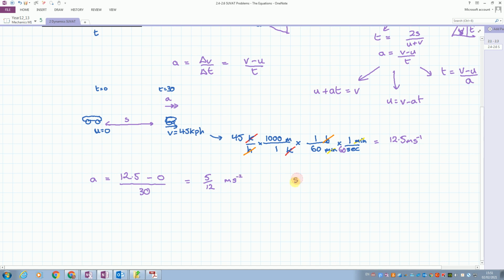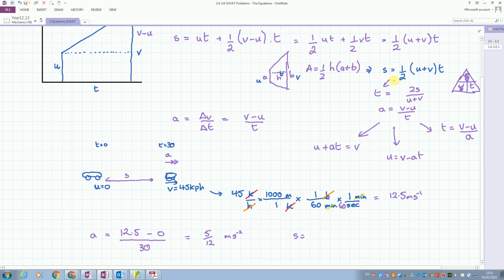And if I want to do the distance covered, we've got S equals a half (u plus v) times t. It simplifies down to 15 times 30. And they say it's 187.5 meters covered in that time. And so that's using both those formulae.